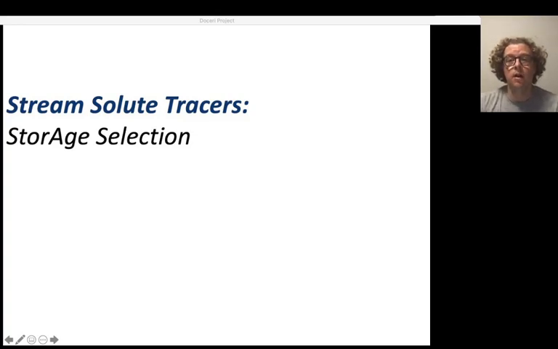Want to continue on our exploration of short-term storage analyses. And in particular, we're going to look at something called the StorAge selection function. I know that's not a typo. We're using a capital A because this is an analysis that we're borrowing from the folks who think about age of water in catchments or on landscapes.